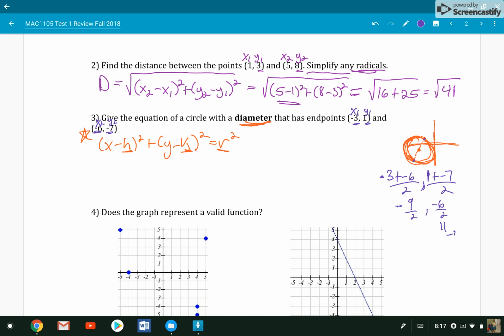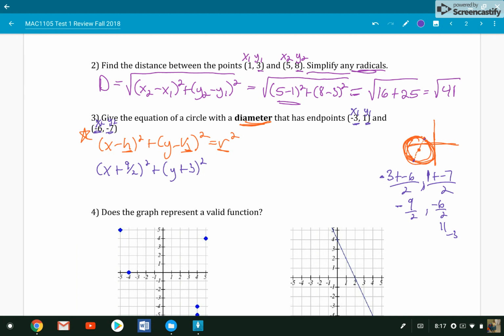-6/2 is the same thing as -3, so that's my k. And now be careful when you plug these in. So my left side of my equation is going to be x plus 9/2 squared, and then plus in my parentheses y plus 3 squared, 3 in place of that k. So remember, when you pull it out of parentheses, you really do the opposite.